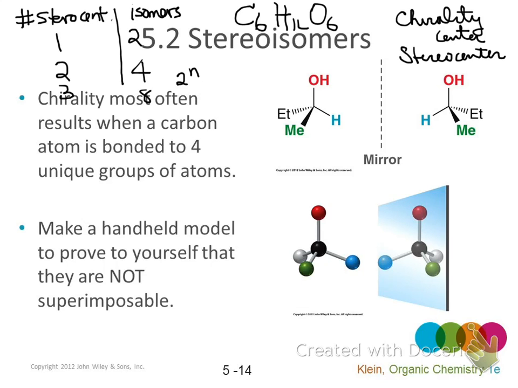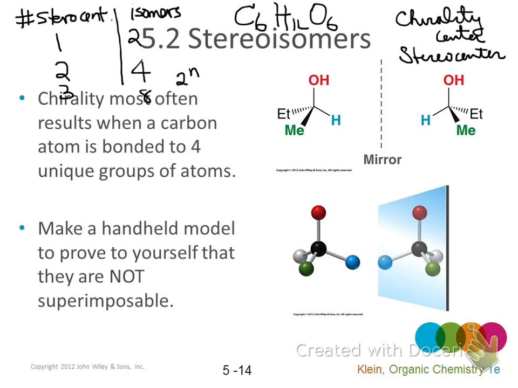Just wait till the second semester of organic when I make you draw 16 sugar molecules. It's actually really easy once you learn how to do it. So, you said, by looking at the glucose molecule, how do you know how many stereocenters there are? You have to draw it. Okay. And once you draw it, you'll see that there are four stereocenters.